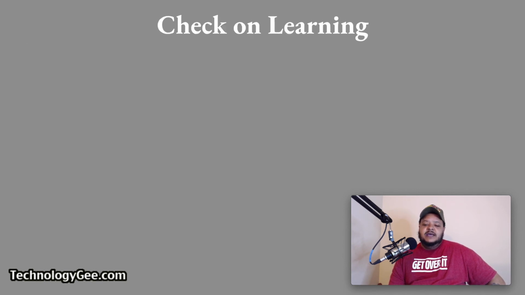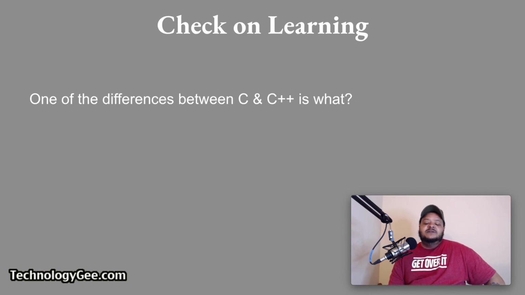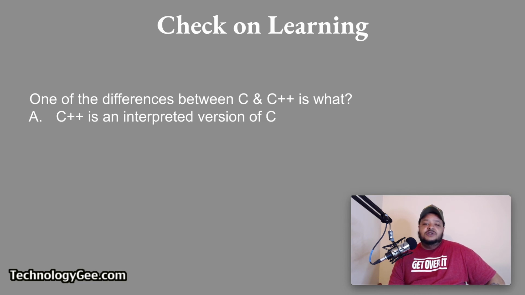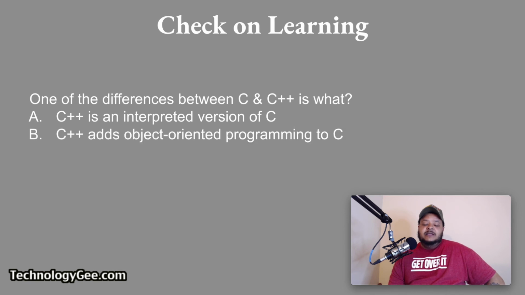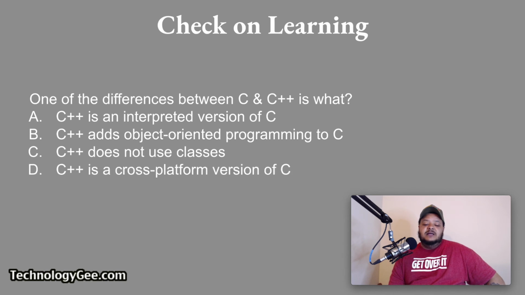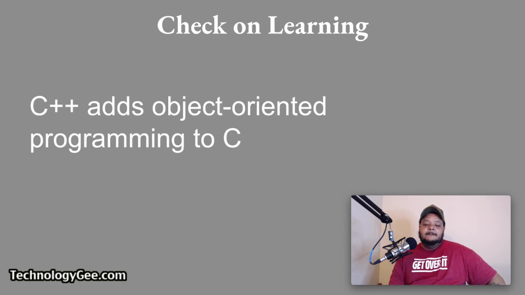So the first question is, one of the differences between C and C++ is what? Would it be C++ is an interpreted version of C? Would it be C++ adds object-oriented programming to C? Would it be C++ does not use classes? Or would it be C++ is a cross-platform version of C? So what is one of the differences between C and C++? And the correct answer would be C++ adds object-oriented programming to C.